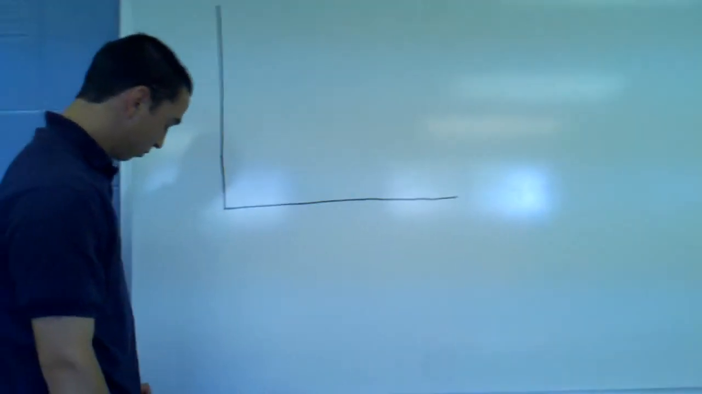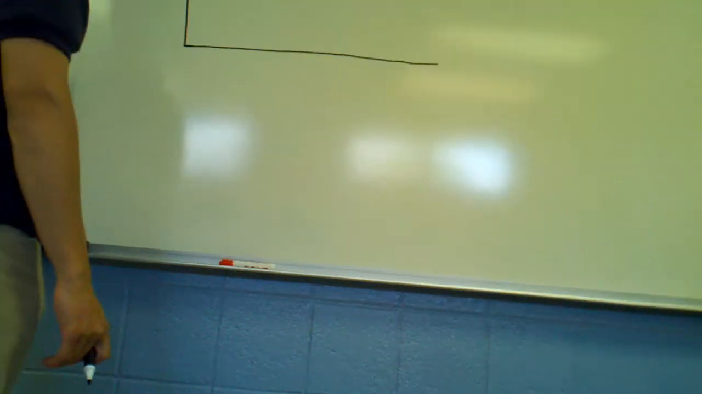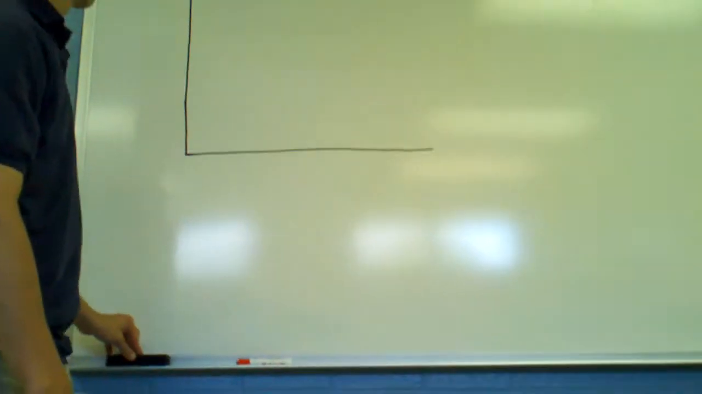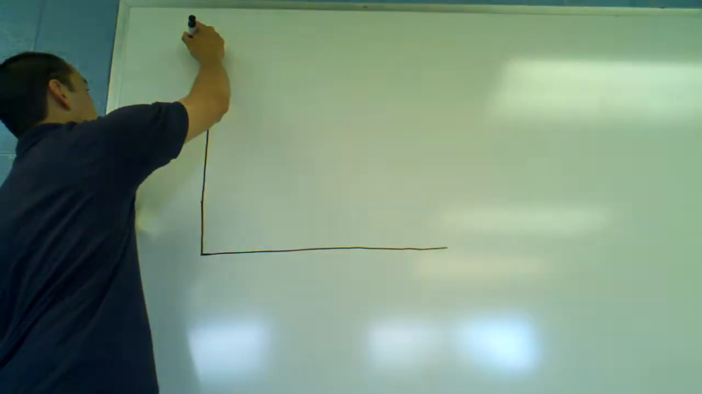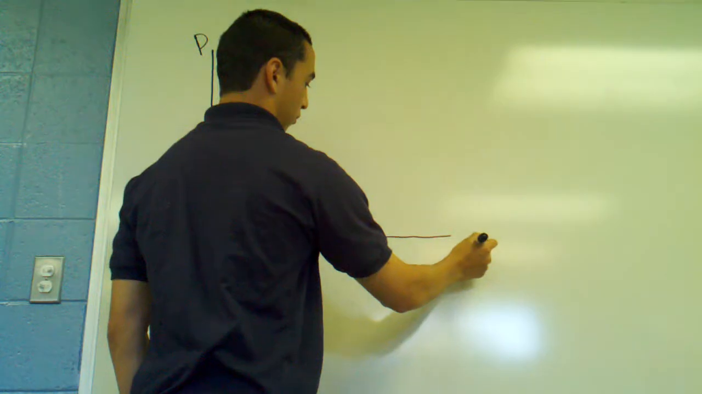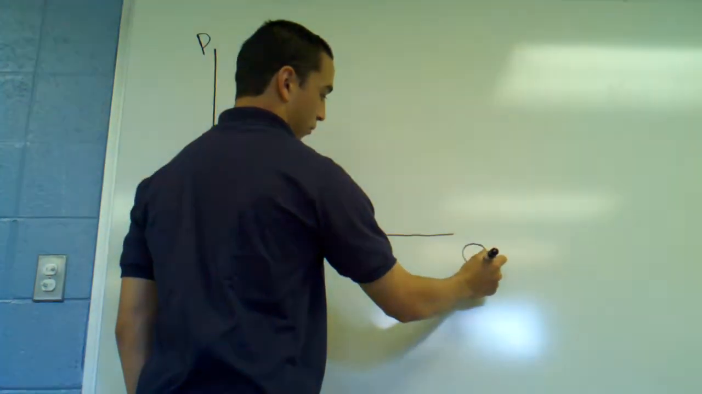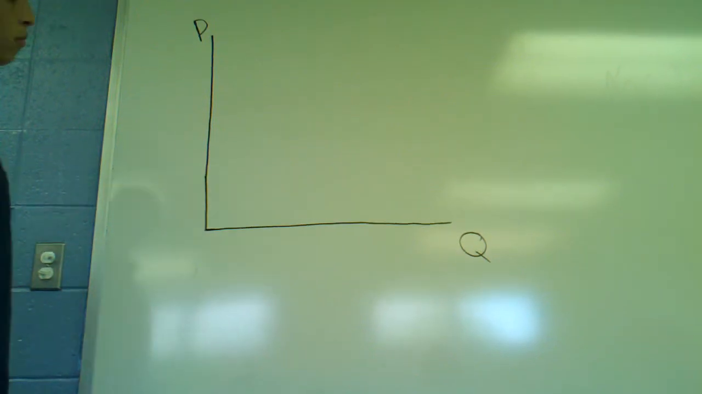This is another lecture in this series on markets, using the tools of supply and demand to analyze markets. So anytime we use these tools of supply and demand to analyze markets, the first thing we want to do is correctly label our axes. So we got P for the vertical axis and Q for the horizontal axis. So that's the price in the market and the quantity in the market.